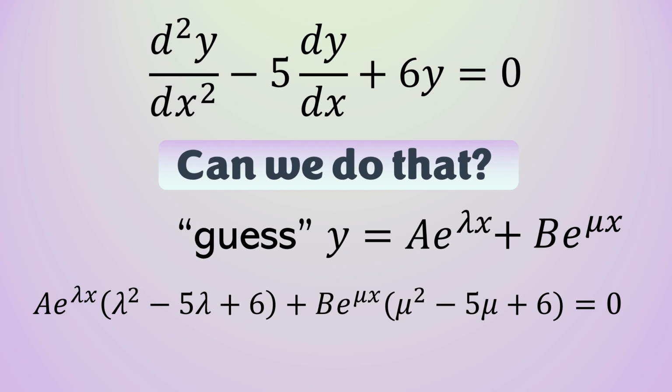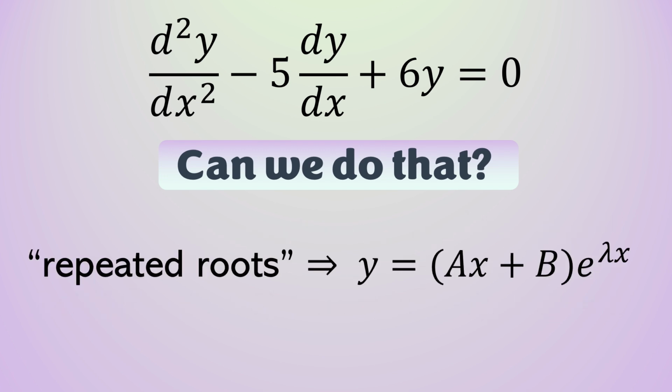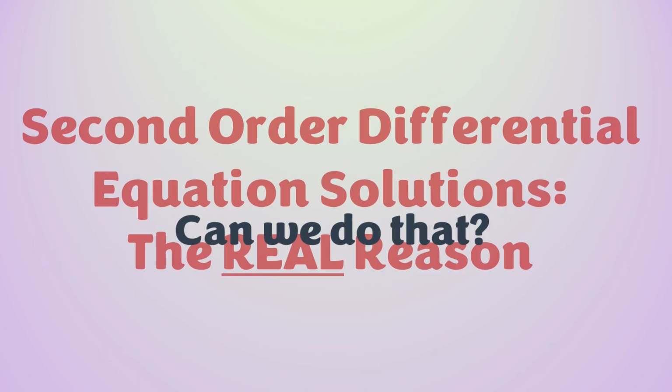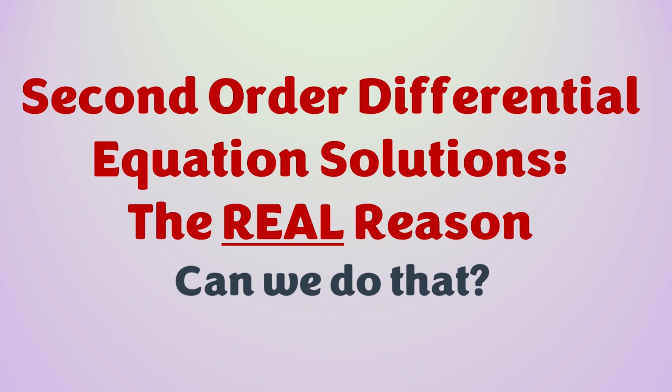However, although this does prove that we've got the correct solution, it doesn't derive it. It doesn't show where the exponentials are even coming from in the first place, let alone even starting to try and unwrap why the repeated roots situation results in an ax plus b out the front of the exponential. And therefore in today's Can We Do That video, we're deriving the solutions to second order differential equations to discover the real reason they look the way they do.